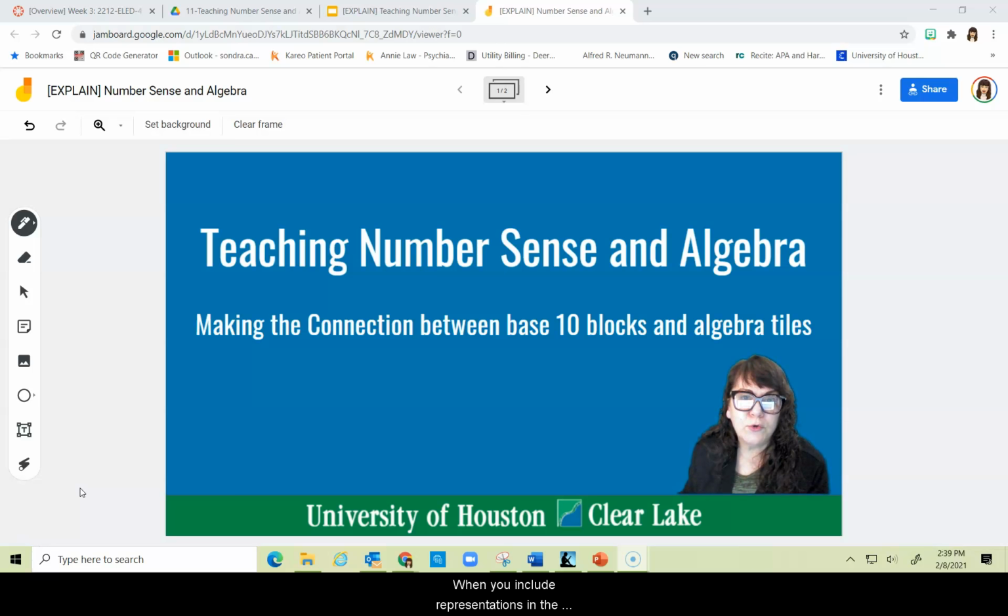When you include representations in the classroom, you open up the questions to allow learning to occur and to deepen a student's understanding of number and algebra. And so why did I choose those two representations, base 10 blocks and algebra tiles? Well, let's look at why I chose both of those, and let's make a connection.